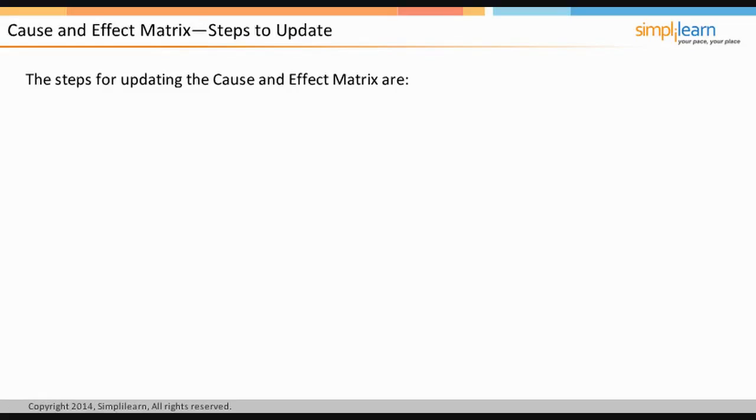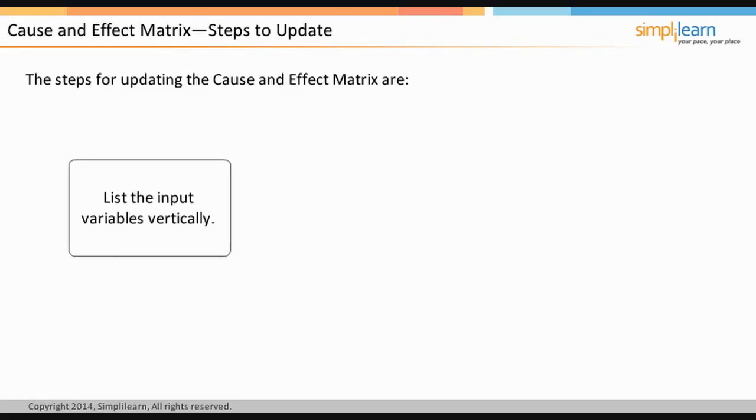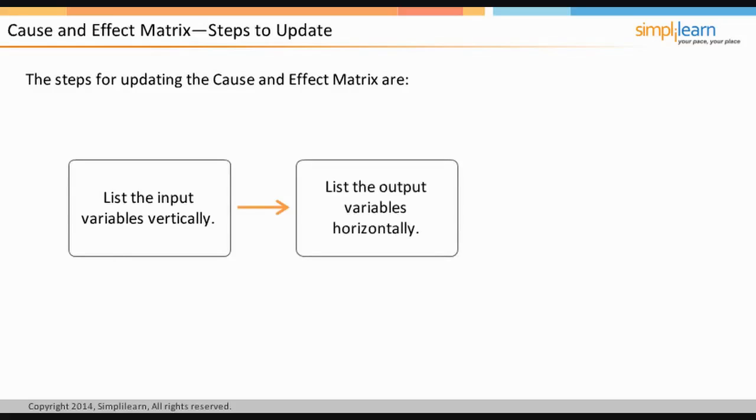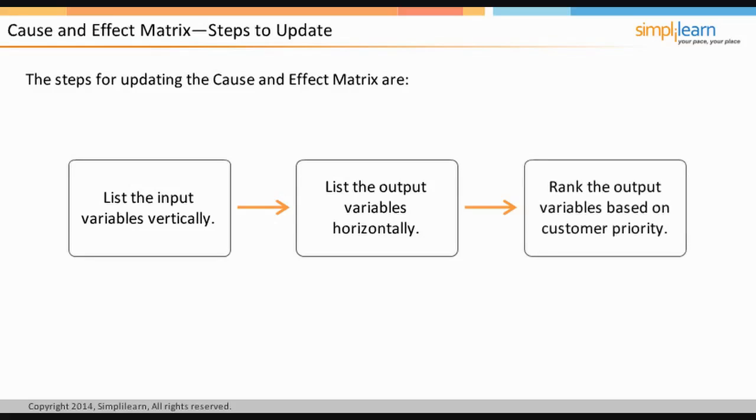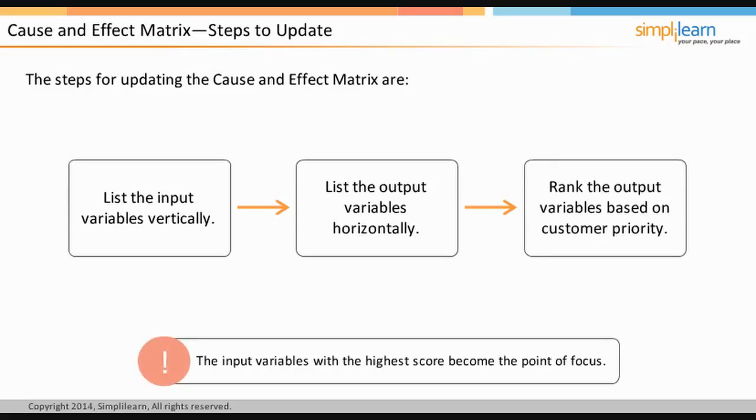The steps for updating the Cause and Effect matrix are: list the input variables vertically under the column Process Inputs. List the output variables horizontally under the numbers 1 to 15. These output variables are important from the customer's perspective. One can refer to either the QFD or the CTQ tree to know the key output variables. Rank the output variables based on customer priority. These numbers can also be taken from the QFD. The input variables with the highest score become the point of focus in the project.